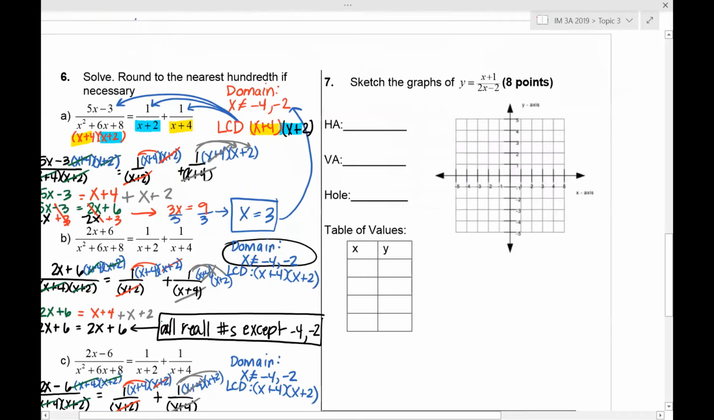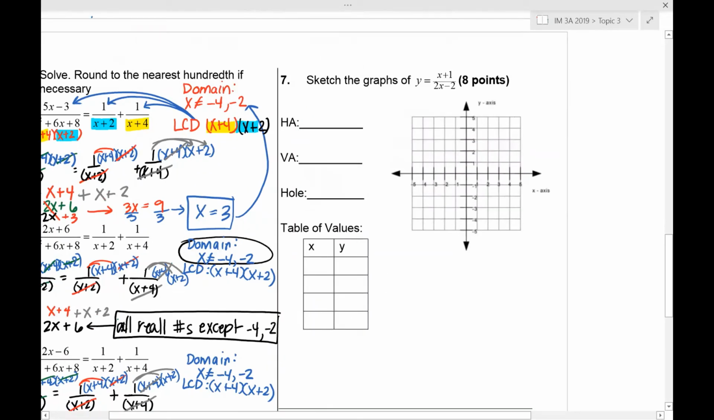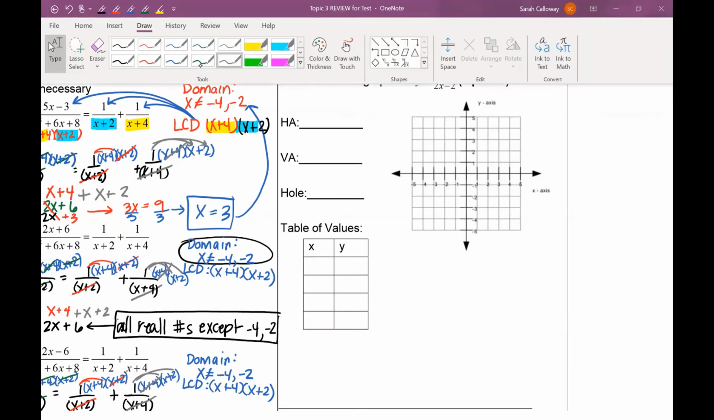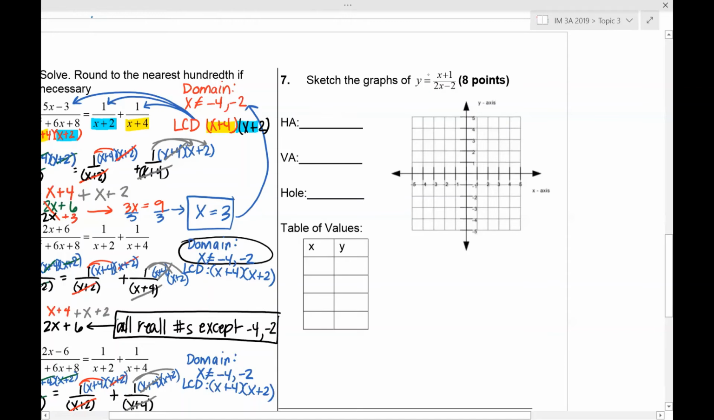Question 7 is a graph of y equals x plus 1 over 2x minus 2. And so when I'm sketching a graph, I always want to factor any piece of the function so that I can look at things for the asymptotes. So if I look at my denominator, it factors to 2 times x minus 1. So the original form of the equation tells me what the horizontal asymptotes are.